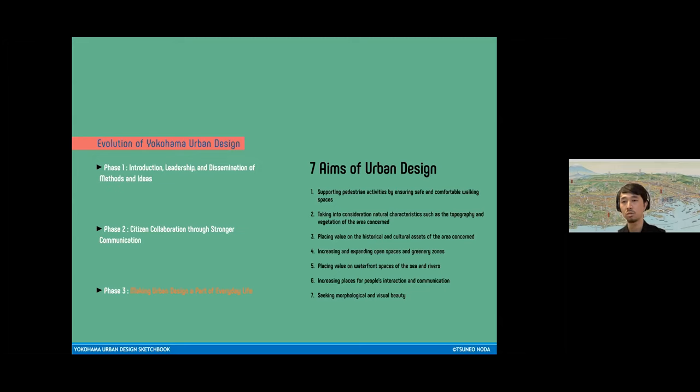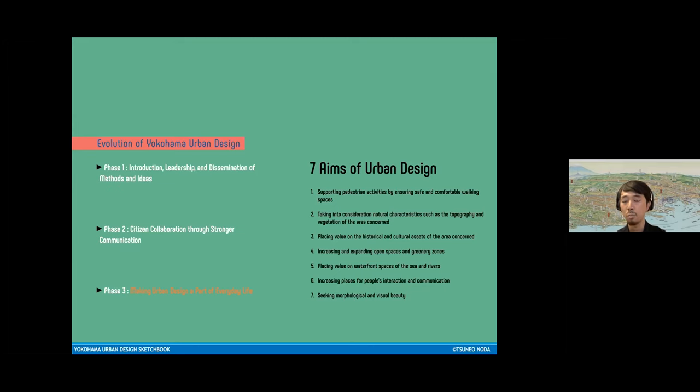Phase one is during the time that economic development was taking place. And during that time, the philosophy and idea of urban design was imported to Yokohama so that quality can be enhanced through the municipality's efforts. And after that, we started engaging other companies, local companies, and so forth. That is phase two, citizen collaboration through stronger communication. And phase three is making urban design a part of everyday life.